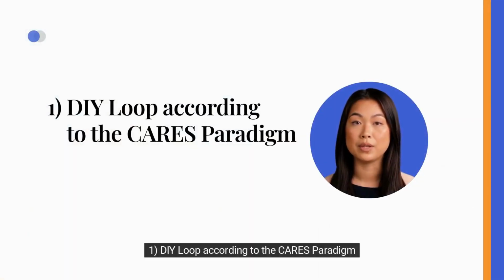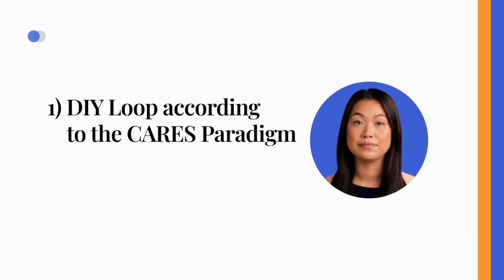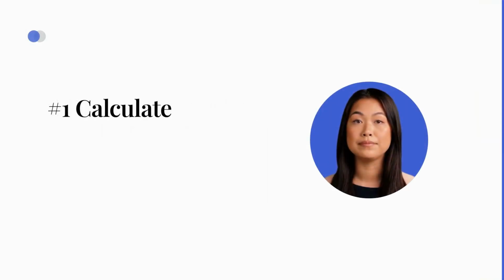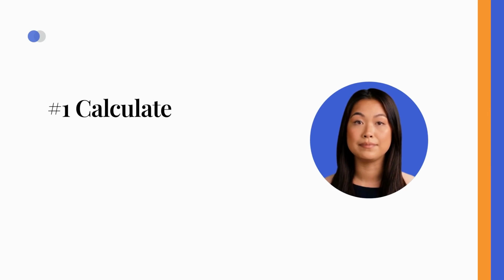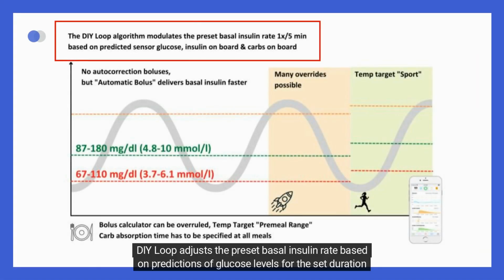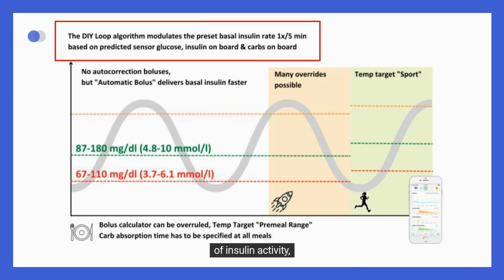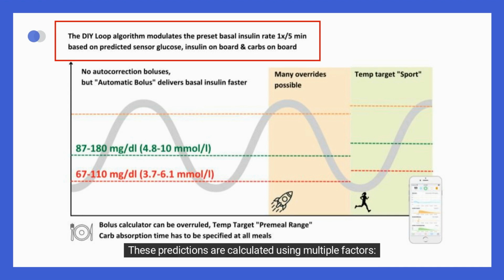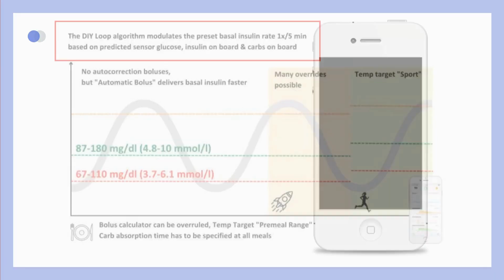1. DIY loop according to the CARES paradigm. 1. Calculate. DIY loop adjusts the preset basal insulin rate based on predictions of glucose levels for the set duration of insulin activity, which is set at 6 hours by default. These predictions are calculated using multiple factors.